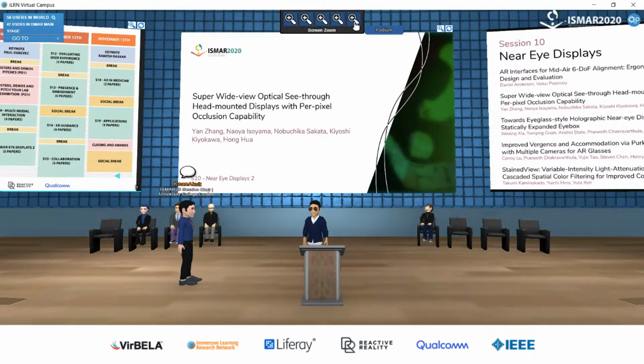Yuta Ito asks, do the inserted lenses cause scene distortion in addition to viewpoint shift?